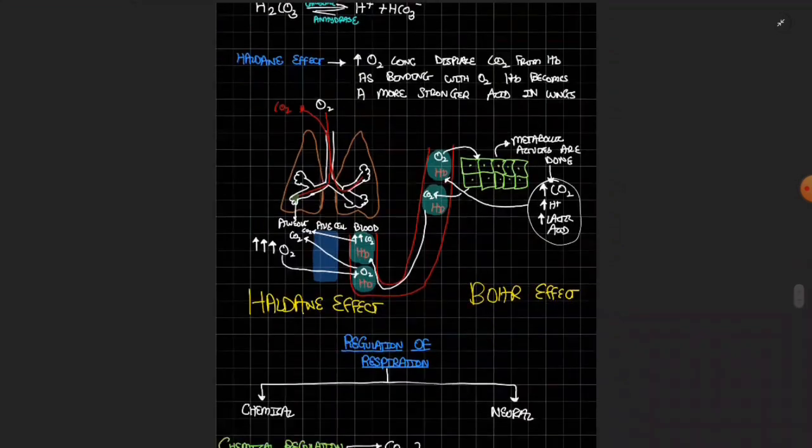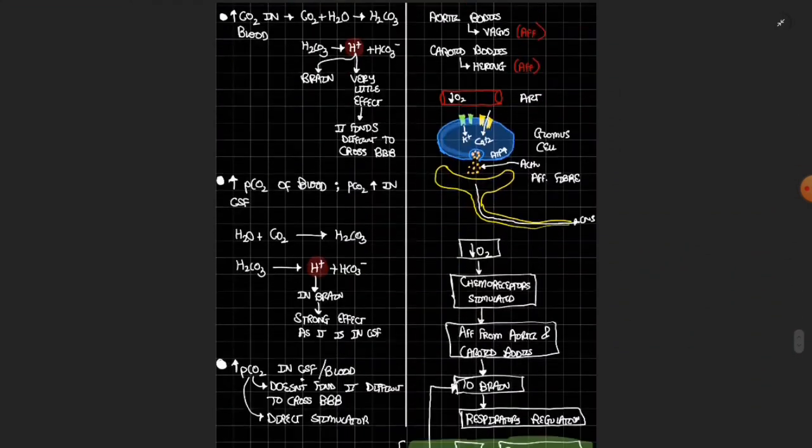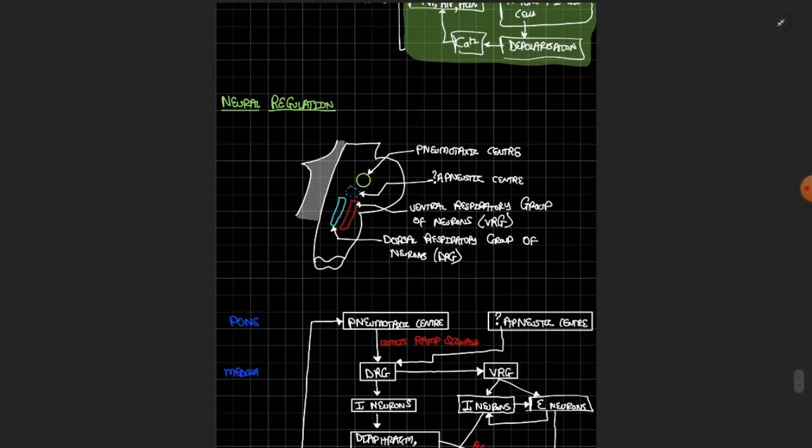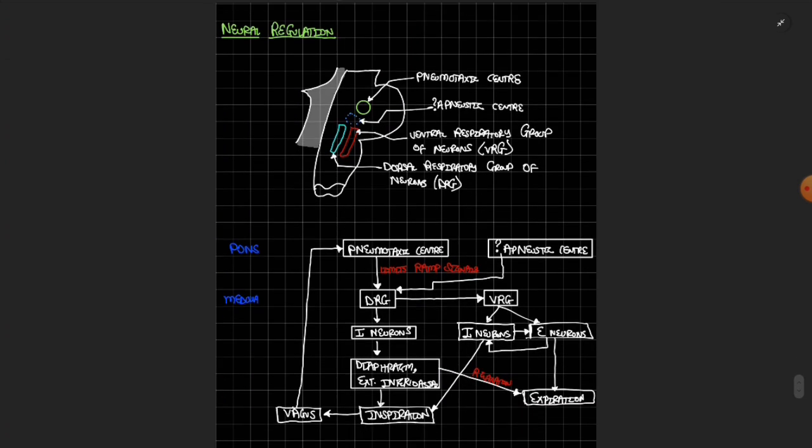We saw the chemical regulation, the table, the diagram, the flowchart, and the neural regulation, the flowchart too.